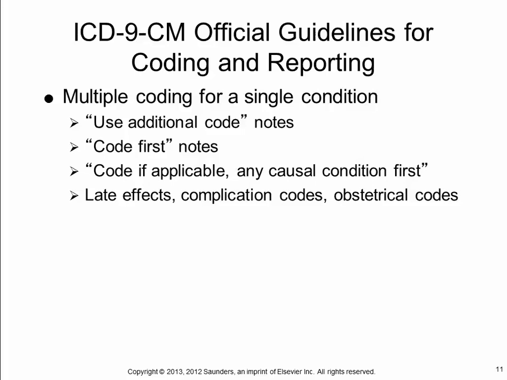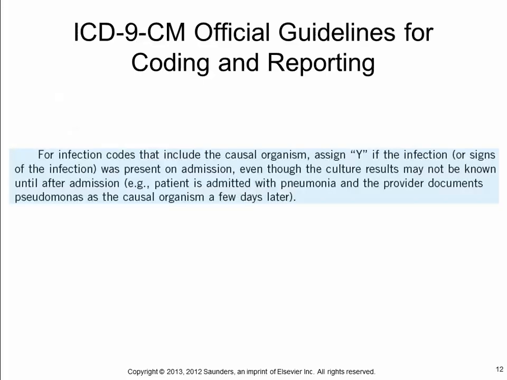So use additional codes, code first, code if applicable, any causal condition first, any late effect codes, any complication codes, obstetrical codes. Those are all triggers that should make you think, hey, I might need an additional code to fully identify what's going on here with this patient, okay?